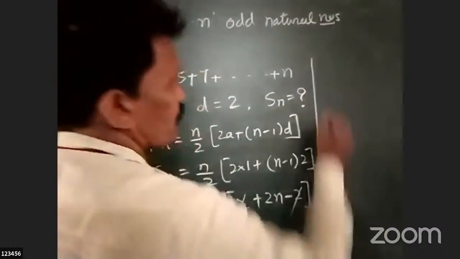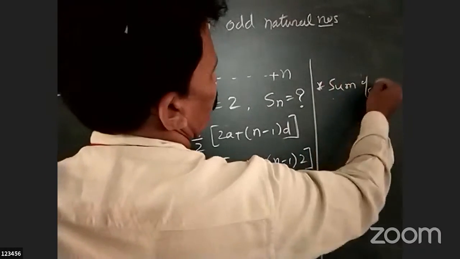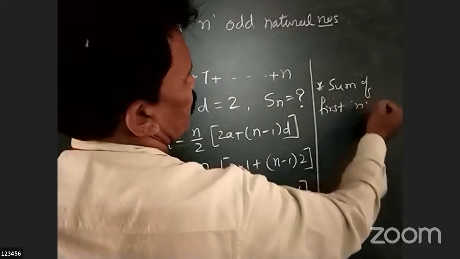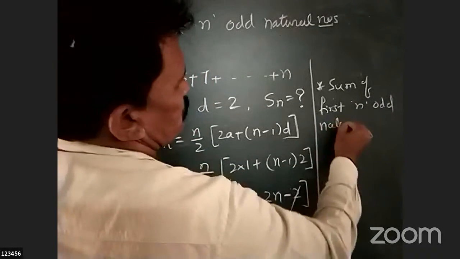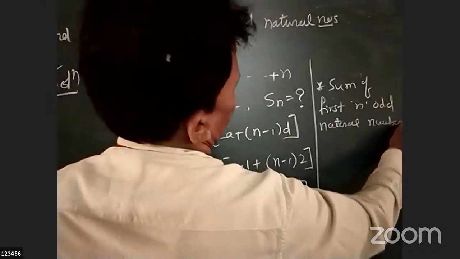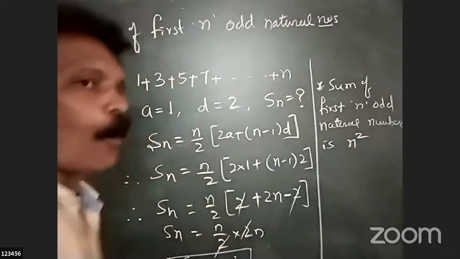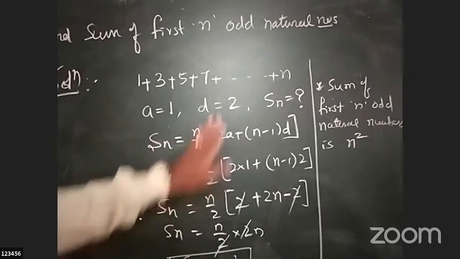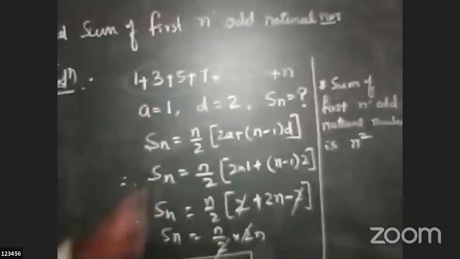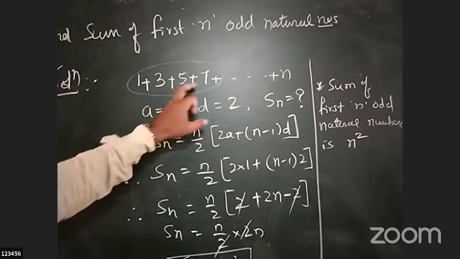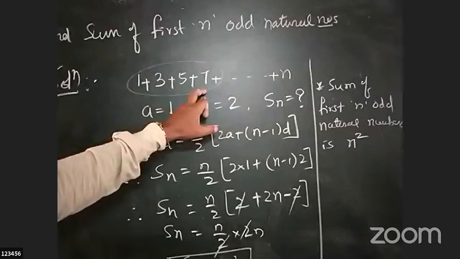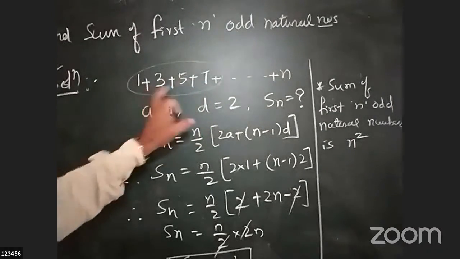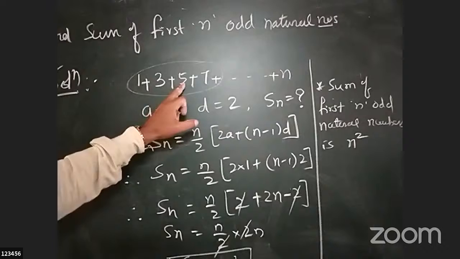So we are generalizing here. Sum of first n odd natural numbers is n square. How many odd natural numbers you are adding, the square of that number you are getting. Consider if you are adding only 4: first odd number, second odd number, third odd number, fourth odd number. 4 square is 16. You add them, whether you are getting 16 or not, check out. 1 plus 3 is 4, 4 plus 5 is 9, 9 plus 7 is 16. 4 terms you are adding, you are getting 16.